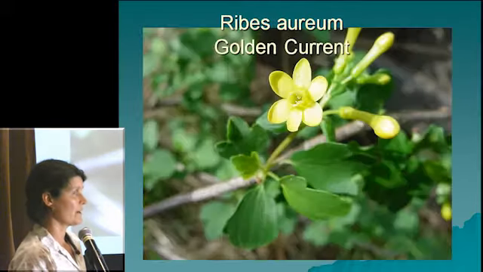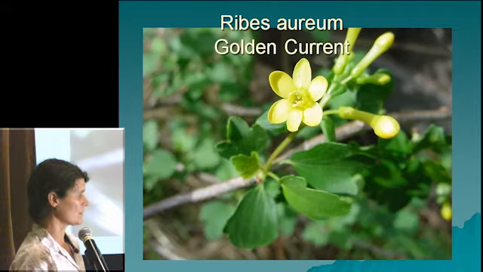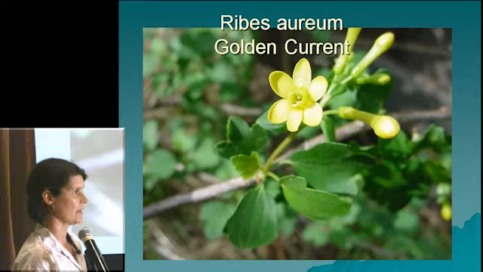And then Ribes aureum, that's the golden currant. This can take a lot of sun. It's a deciduous shrub. It gets about 8 feet tall. It gets these great yellow flowers in the spring, and edible orange fruit in the summer. The birds love it. And this one, unlike the pink flowering currant, can take a lot of sun. It just needs a little bit more moisture.